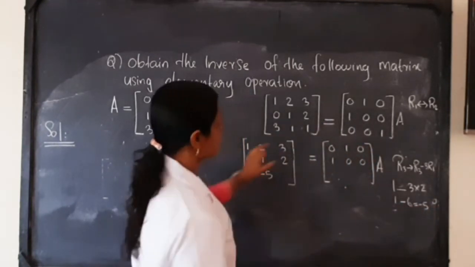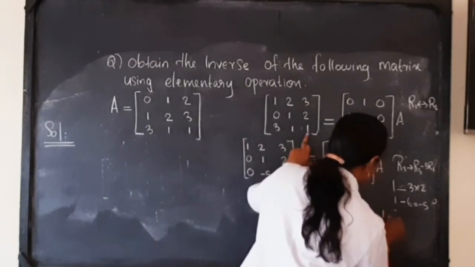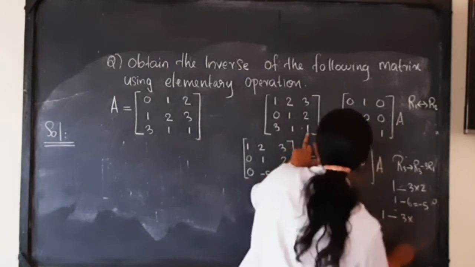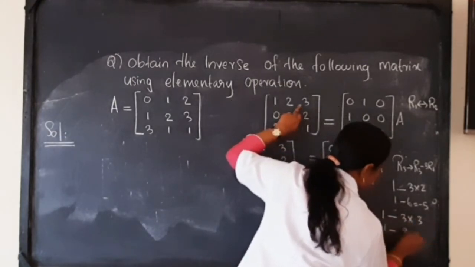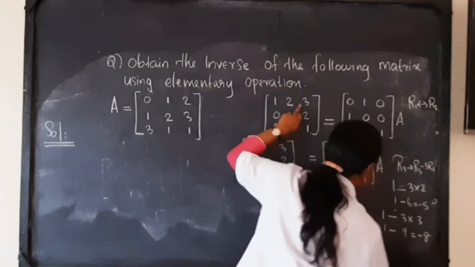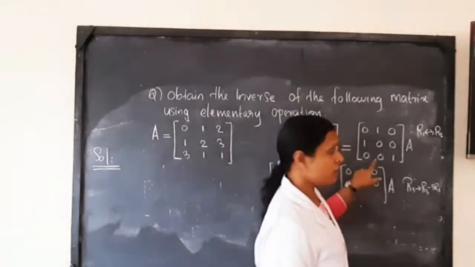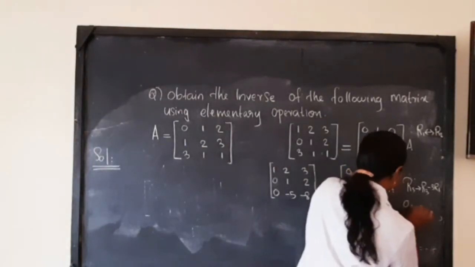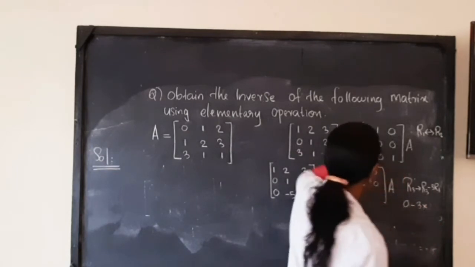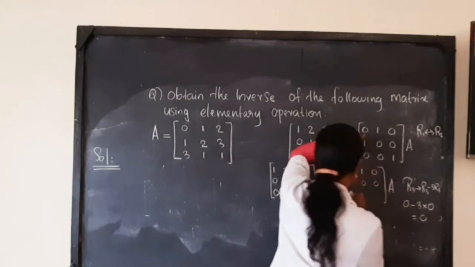Also the third element, that is 1. So we write R3 is 1 minus 3 into R1. Here R1 is 3, so we get 1 minus 9, that is equal to minus 8. So we write minus 8. In this matrix, here R3 is 0, so 0 minus 3 R1, that is 0. We get 0, so we write 0.